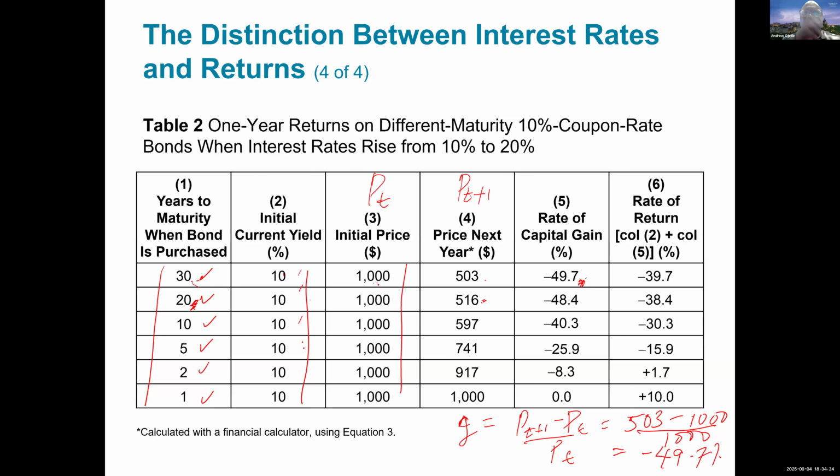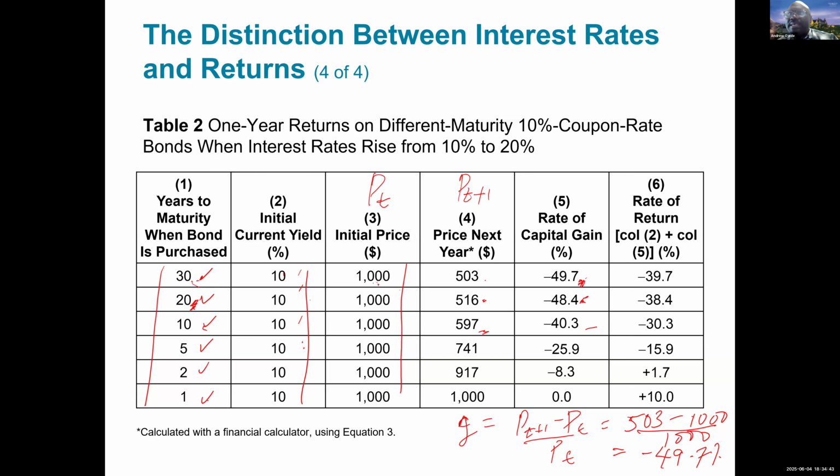And the guy who bought a 20-year bond, if he sells it next year, that's the price he's going to sell it at. Because the interest rate went up, the bond price will fall to $516. So he's going to have a capital loss, a negative capital gain. We can call it a capital loss of 48.4%. And so on and so forth. The guy who bought a 10-year bond, if he sells it, okay. So now you can see that's what we say.